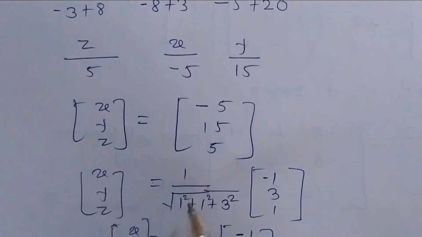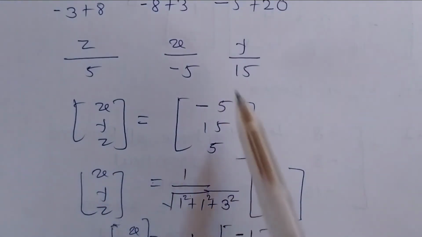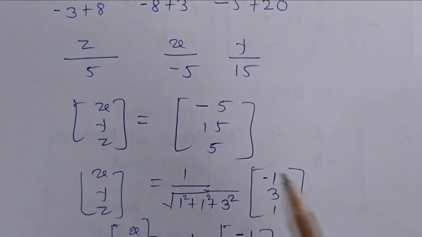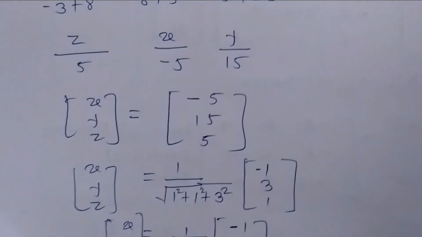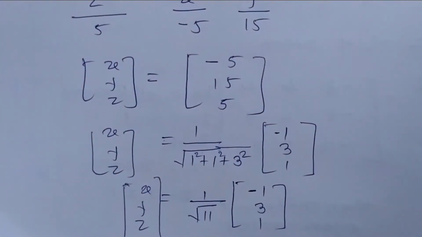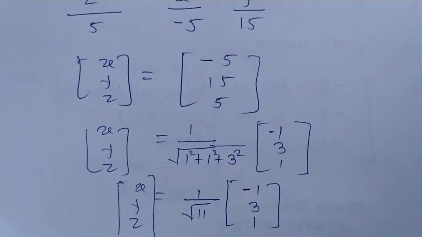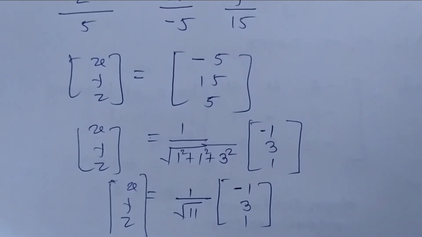When we divide by this 5, it becomes minus 1, 3 and 1, then 1 upon under root 1 square plus 1 square plus 3 square, it becomes root 11. So x y z is equal to 1 upon under root 11 times minus 1, 3, 1. So this is the eigenvector for the degenerate eigenvalues. Here n minus r is equal to 1, so we get the same eigenvector for these two eigenvalues.